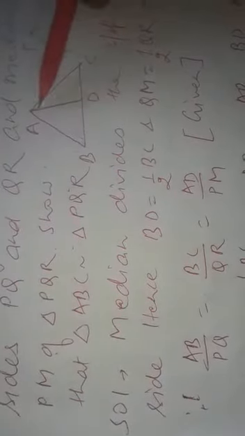For the solution, we know that a median divides the opposite side in equal parts, because the definition of median is that a line segment which joins the midpoint of any side to its opposite vertex in a triangle is called the median of that triangle. Here AD is dividing BC into two parts, that BD and DC both are equal to half of BC.